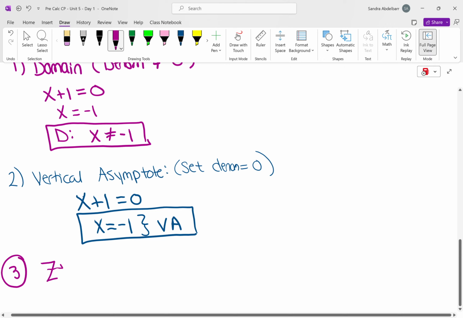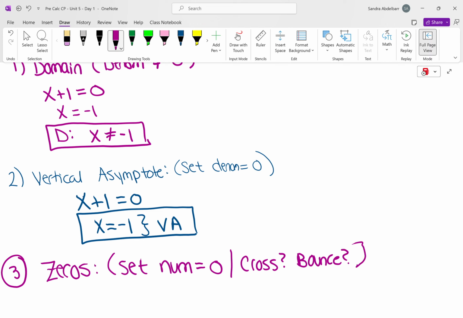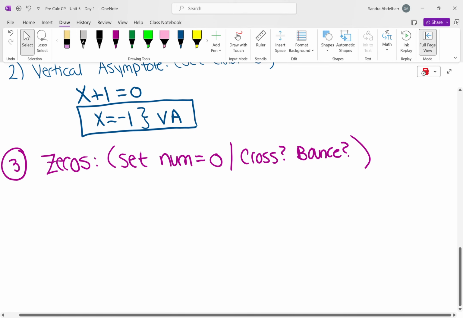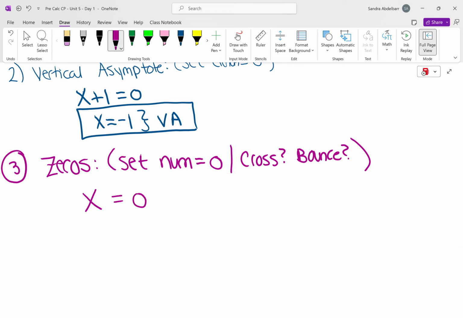Okay, next we have the zeros. Remember, for the zeros, we're going to set the numerator equal to 0. But we also have to ask ourselves, is it a cross or is it a bounce? So we take our numerator. What's our numerator? X. We set it equal to 0.